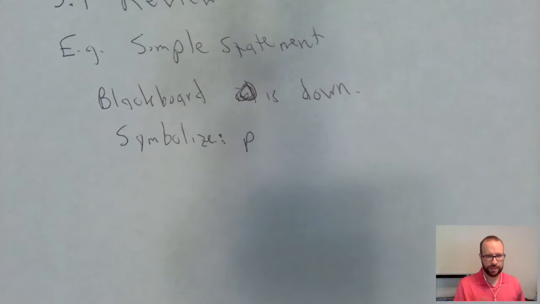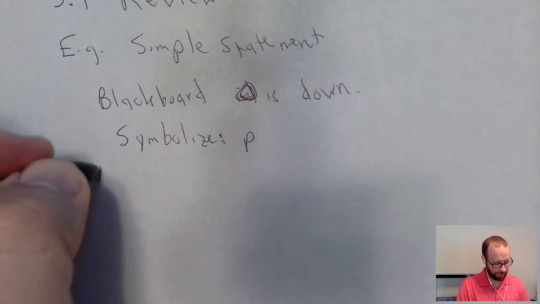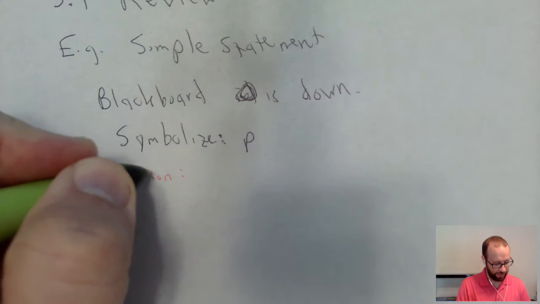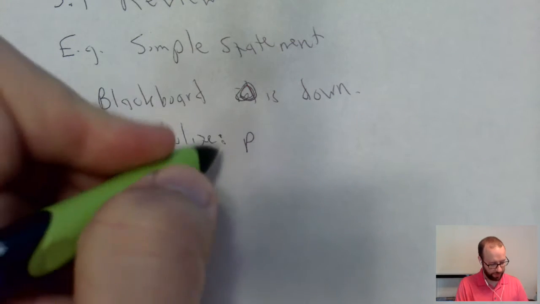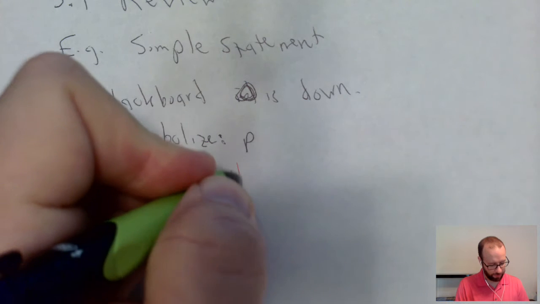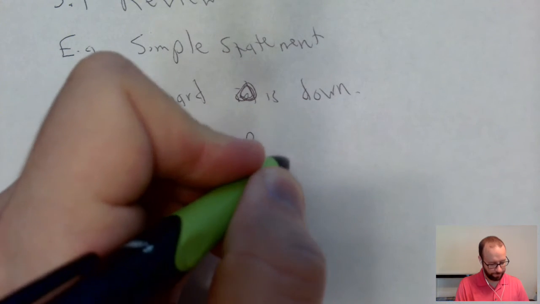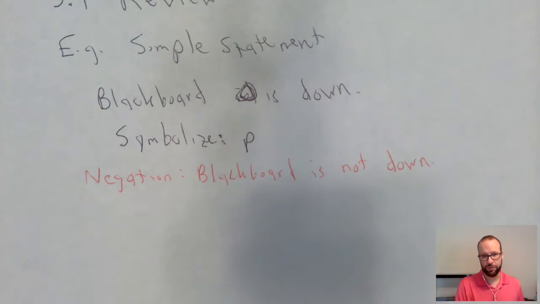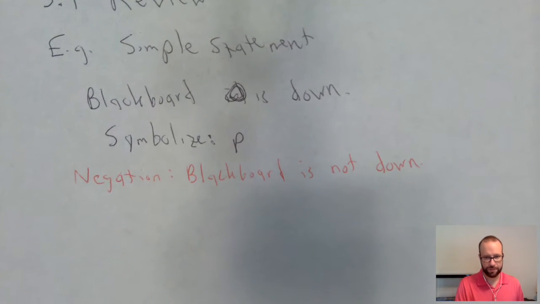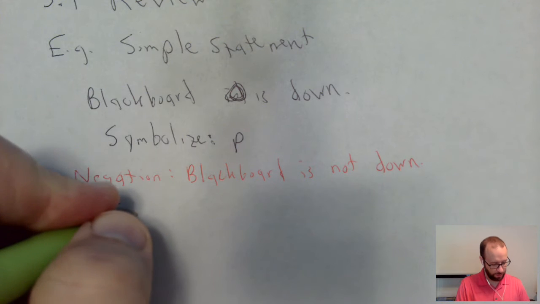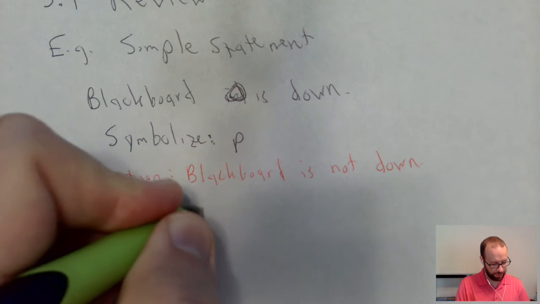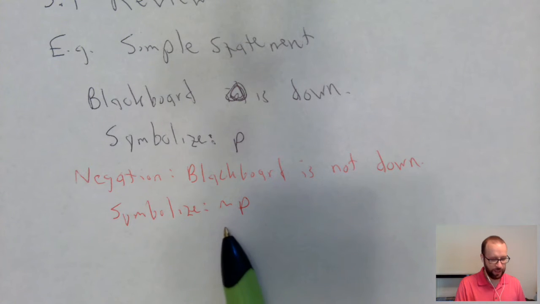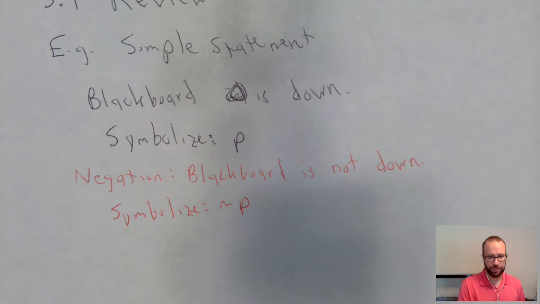Then statements have negations, right? Negations are those statements that have the opposite meaning or make the opposite claim. So the negation of "Blackboard is down" would be "Blackboard is not down." Remember, if we can negate using just the word not, that's the preference. And we symbolize the negation of a statement with that tilde. So this is, remember, not P, the negation of P.